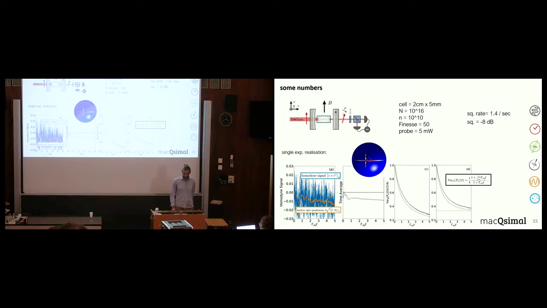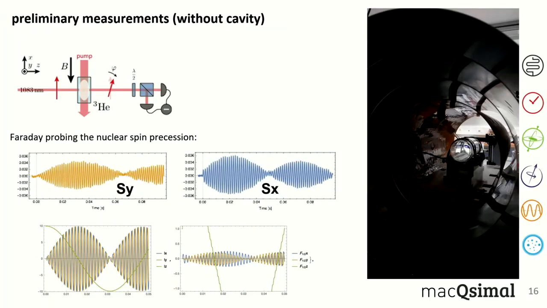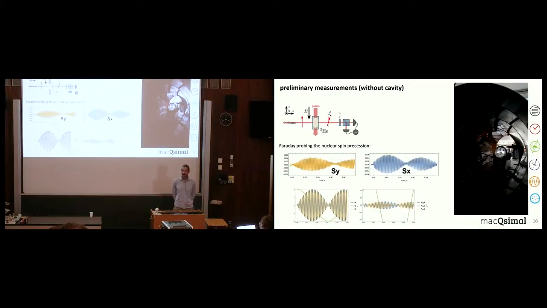Apart from this theoretical study, we have been working towards an experimental implementation of this idea. And first of all, we consider a setup with this helium cell inside a 4-layer magnetic shield, one of these twin leaf shields that we have seen in the talks before. And we use a pump beam to polarize the ensemble and then the Faraday beam to read out the nuclear spin using a detuned probe with respect to the C8 transition.